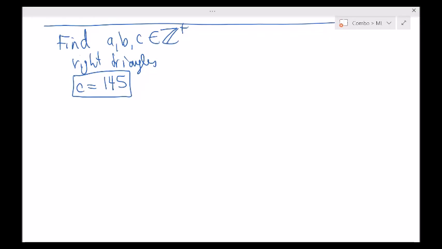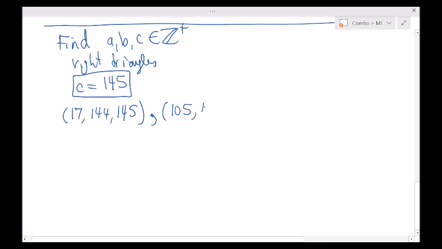All right, so I think everybody found this one: 17, 144, 145. That's one that you guys found. Another one that you all seem to have found is 105, 100, and the hypotenuse is 145. Another one that I think you guys found is 143, 24, and 145. And there's one last missing.